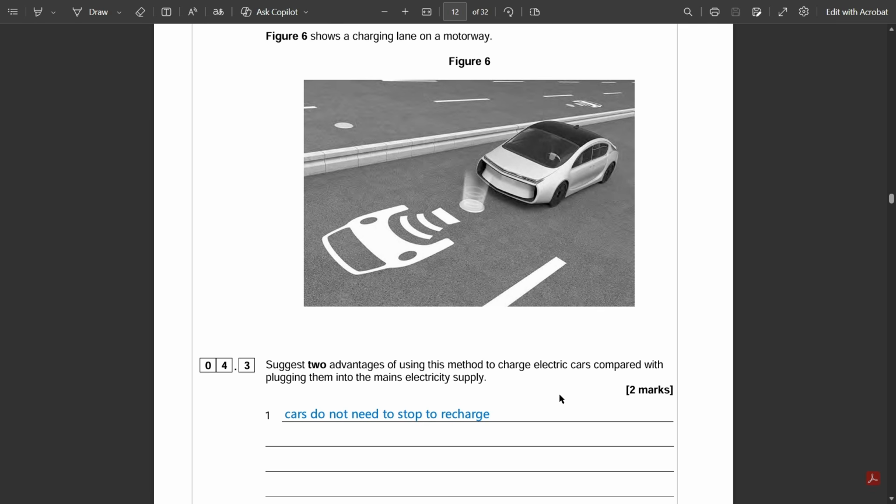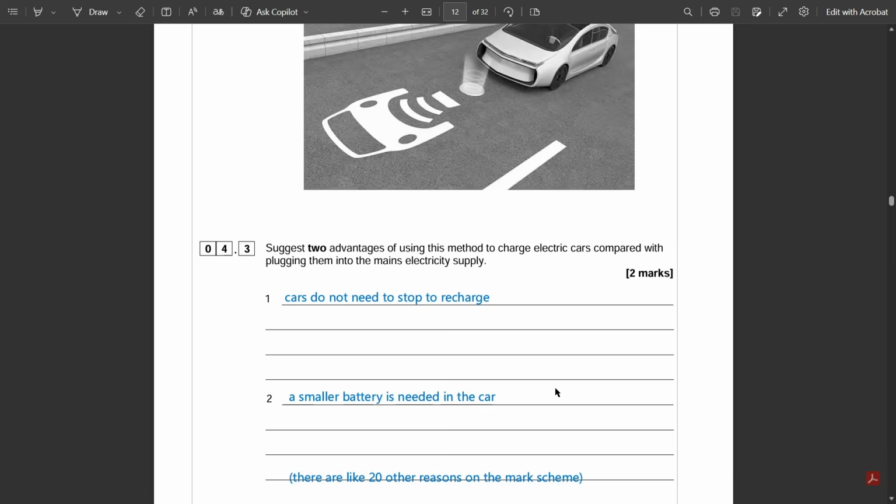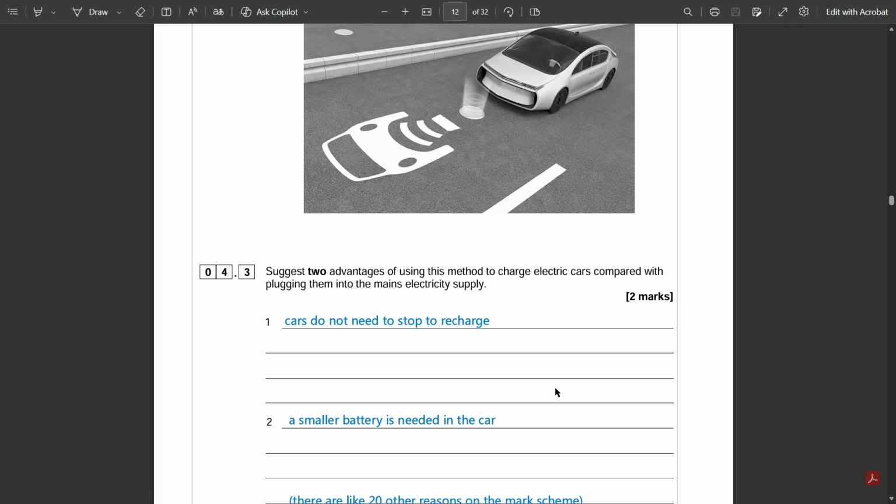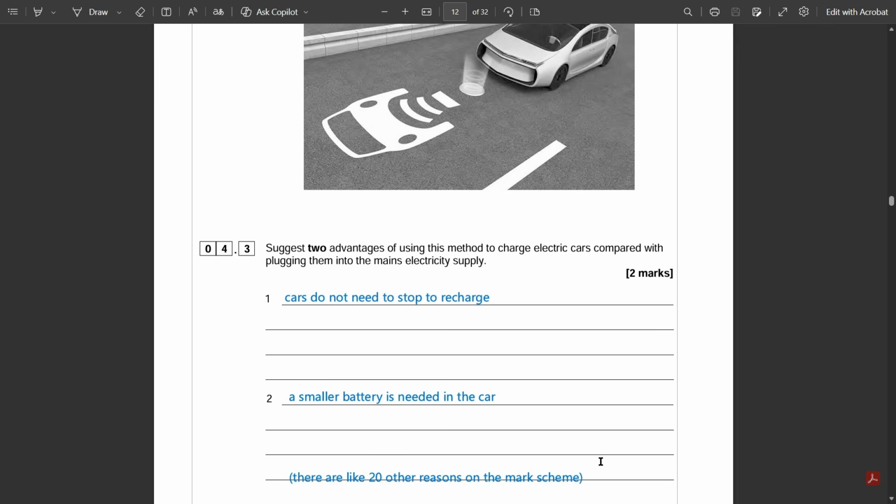Cars do not need to stop to recharge, so that would fix the range issue the cars were having, and a smaller battery is needed in the car. You won't need a really big battery to allow it to go on forever if it's charging itself while on the motorway. It's like how you can get away with having a phone with a bad battery if you're always carrying around a power bank. Okay, that's not really that good an analogy, but there are like 20 other reasons on the mark scheme.